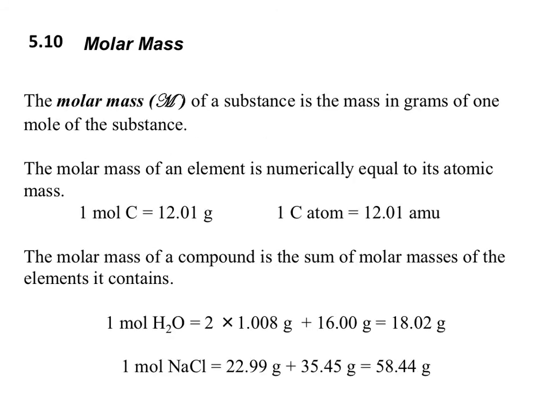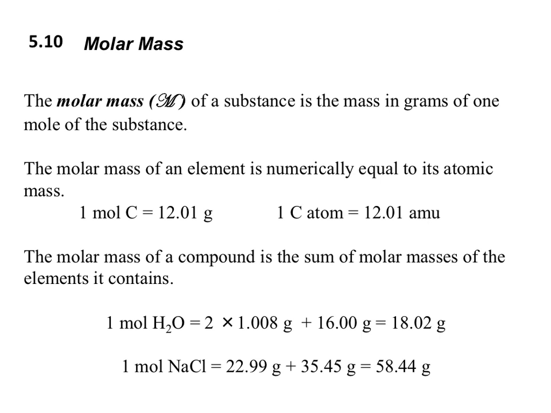Molar mass. The molar mass, big M, of a substance is the mass in grams of 1 mole of the substance. The molar mass of an element is numerically equal to its atomic mass unit. So 1 mole of carbon is 12.01 grams because 1 carbon atom is 12.01 atomic mass units. The molar mass of a compound is the sum of the molar masses of the elements it contains. So 1 mole of water is 2 times the mass of hydrogen plus the mass of oxygen, giving us 18.02 grams. 1 mole of sodium chloride is the mass of sodium plus the mass of chlorine to give us 58.44 grams.